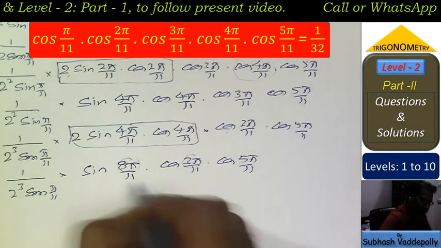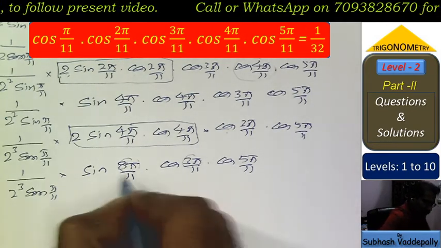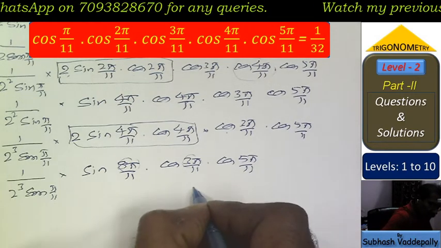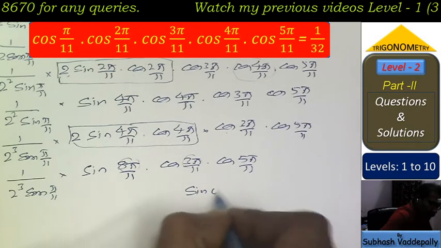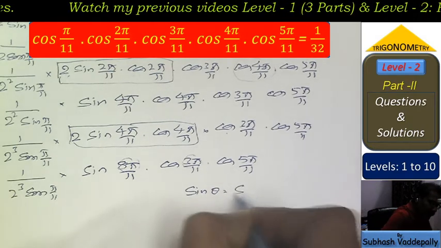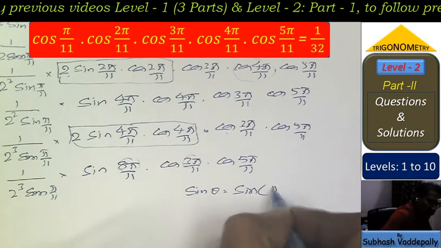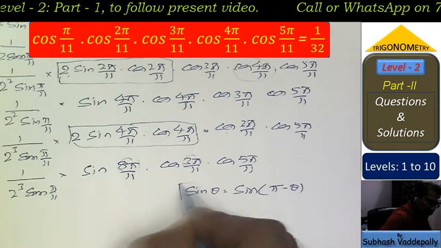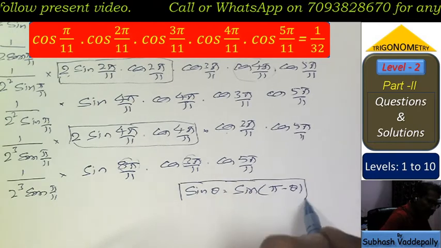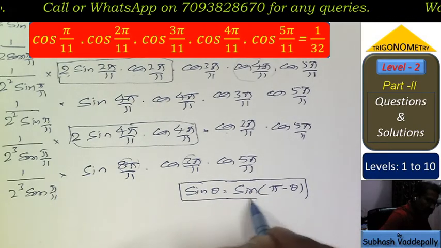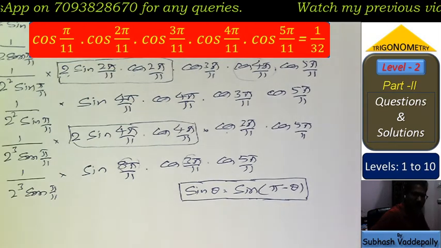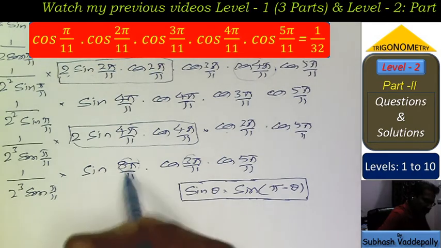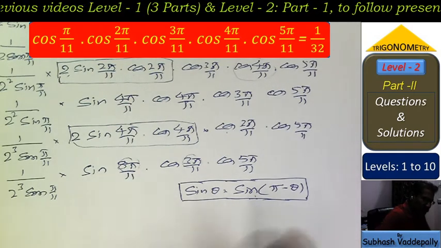That is by using a relation of the sine ratio. Every sine theta we can write as sine of pi minus theta. Am I right? Every sine theta you can write as sine of pi minus theta. Why? Because sine of pi minus theta gives sine theta. To understand this, watch my previous video. Okay, so here I am going to change this sine 8 pi by 11 by using this formula.